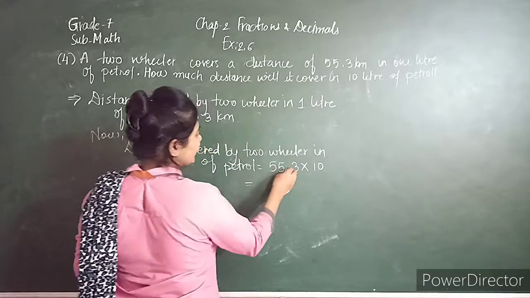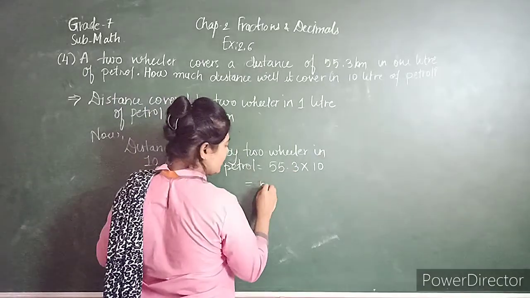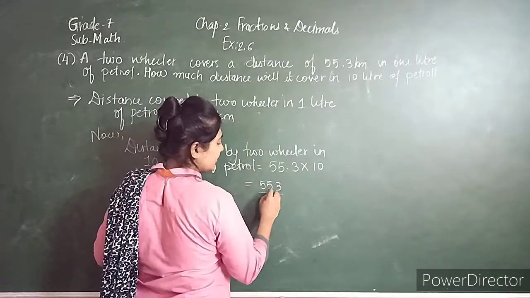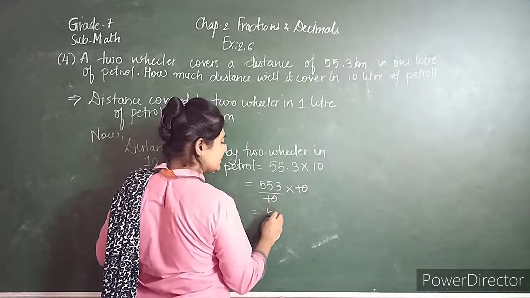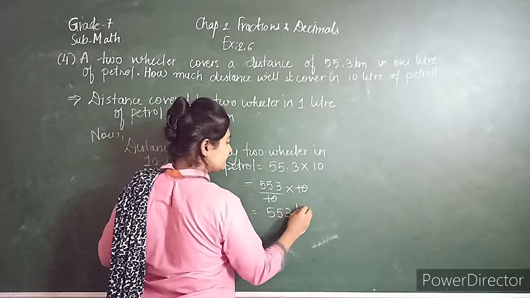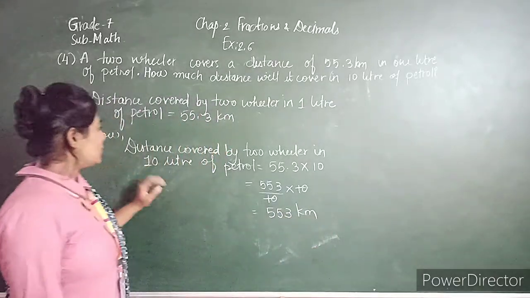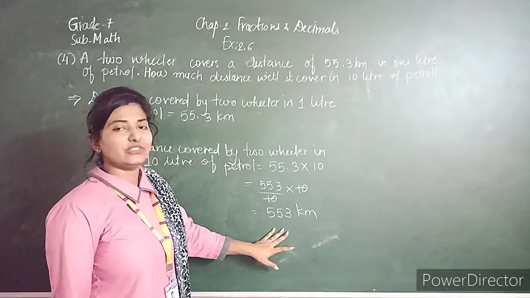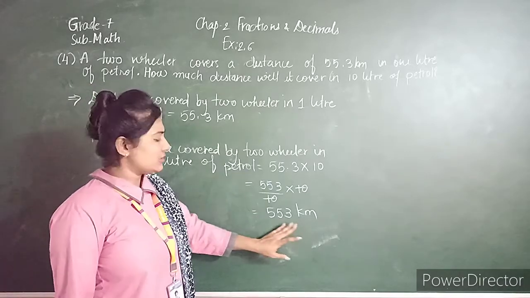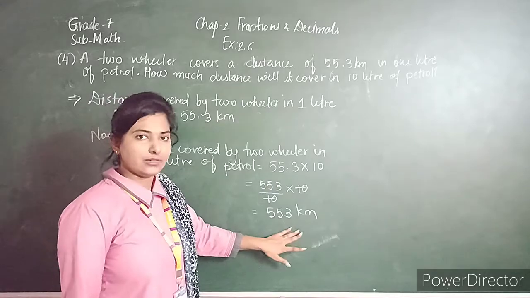So here point is given before one number. So here we have to write in the denominator 10. So 10 cut. So our answer is 553 kilometer. So distance covered by two-wheeler in 10 liter of petrol, that is 553 kilometer. So our answer is 553 kilometer.